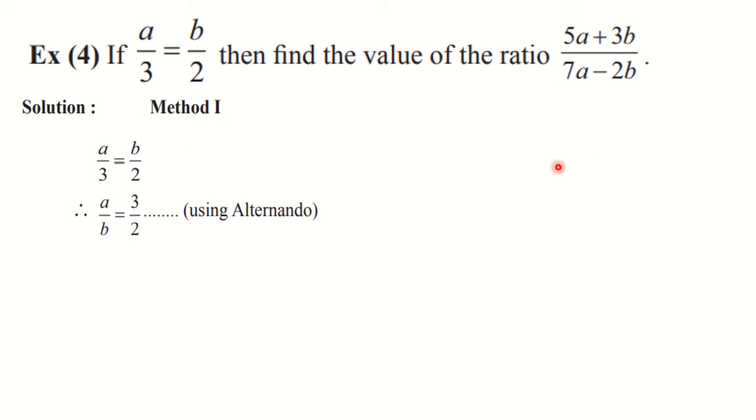Here also we have two methods. So let us see the first method. Start with what is given to you. a upon 3 is equal to b upon 2. By using alternando you can write this as a upon b is equal to 3 upon 2.